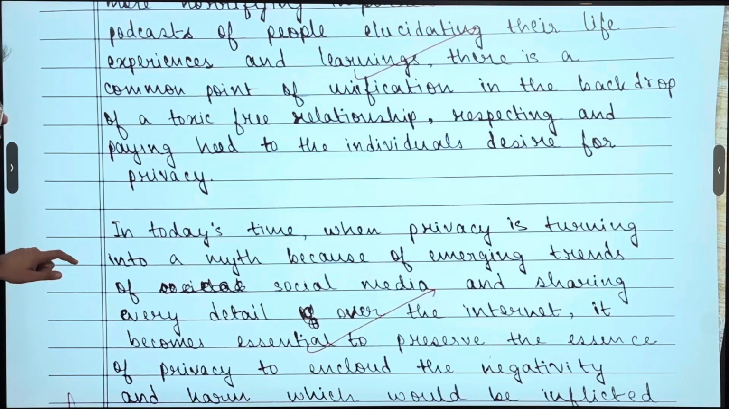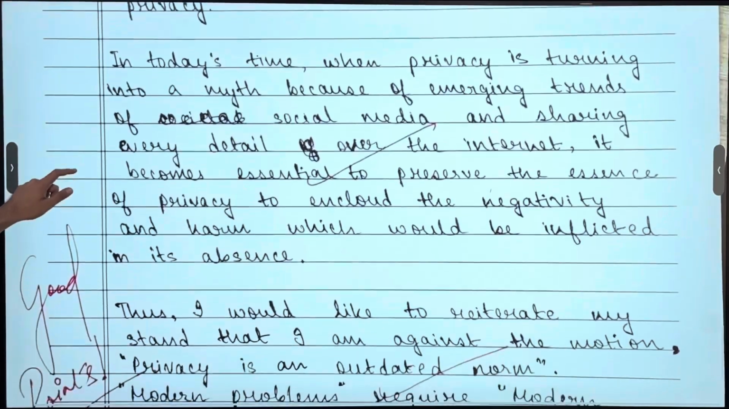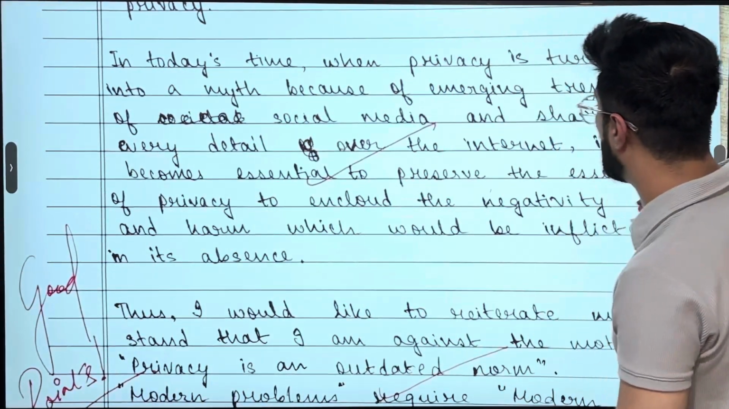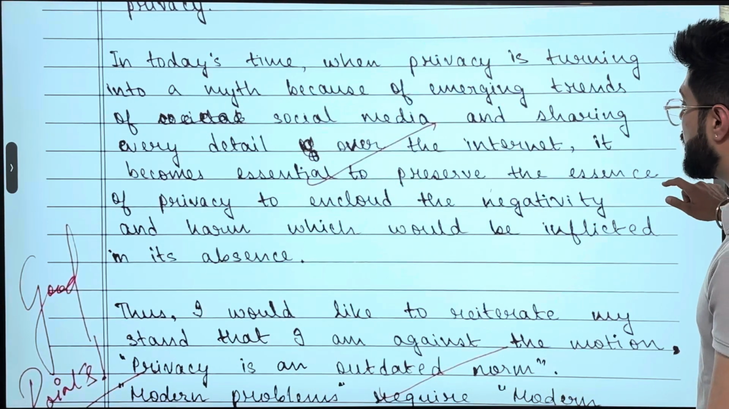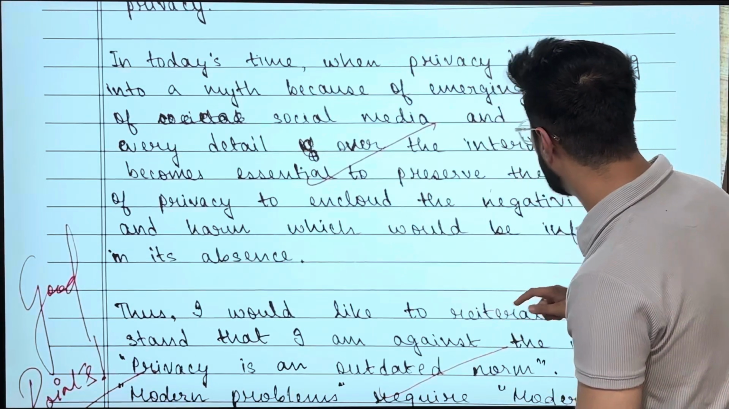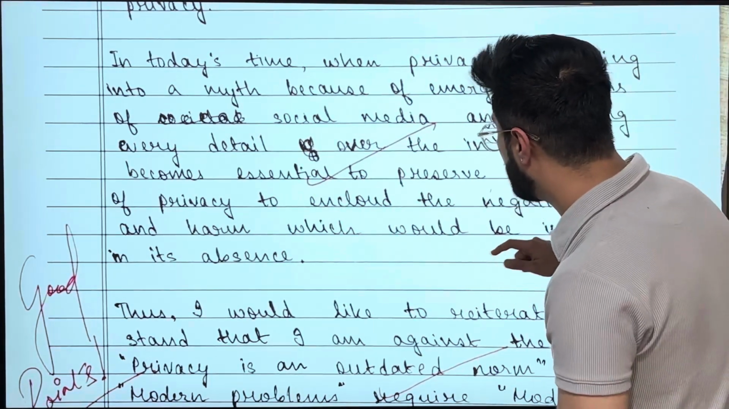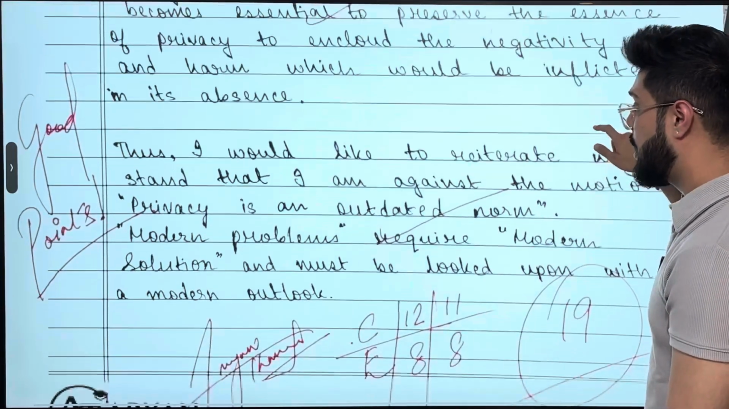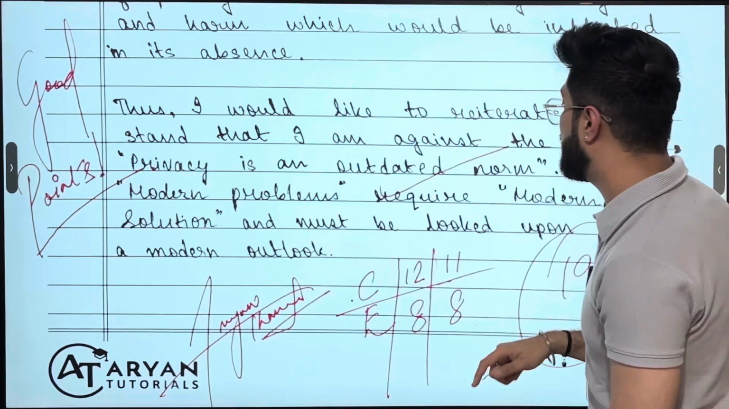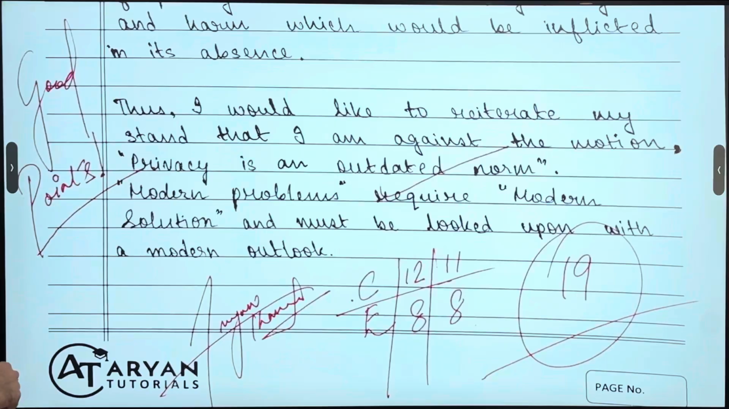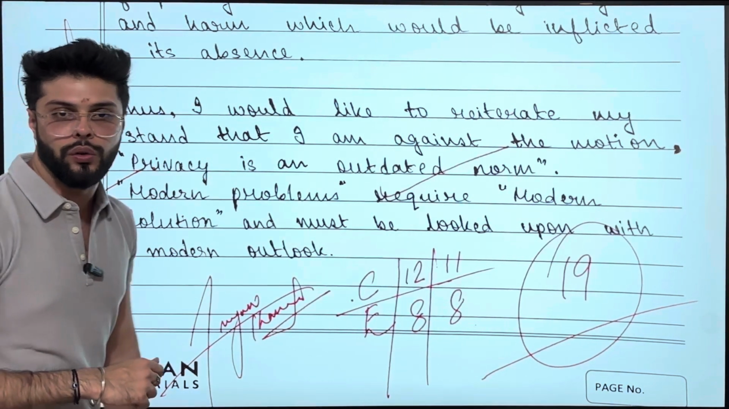In today's time, when privacy is turning into a myth because of emerging trends of social media and sharing every detail over the internet, it becomes essential to preserve the essence of privacy to enclose the negativity and harm which would be inflicted in its absence. Thus, I would like to reiterate my stand that I am against the motion. Privacy is an outdated norm. Modern problems require modern solution and must be looked upon with a modern outlook.